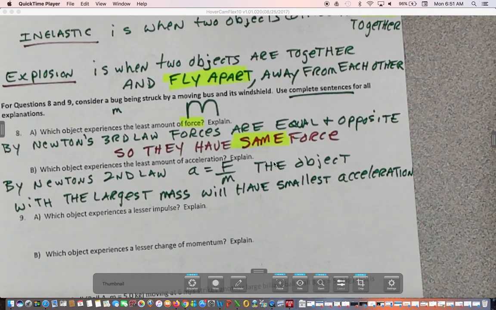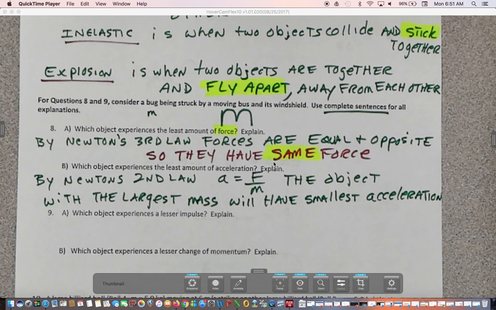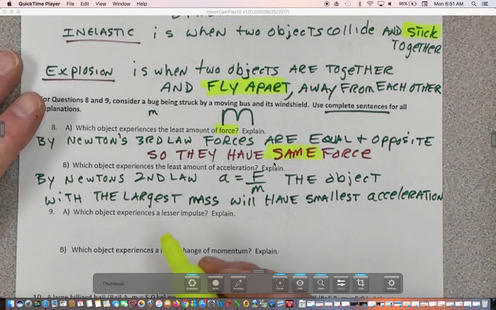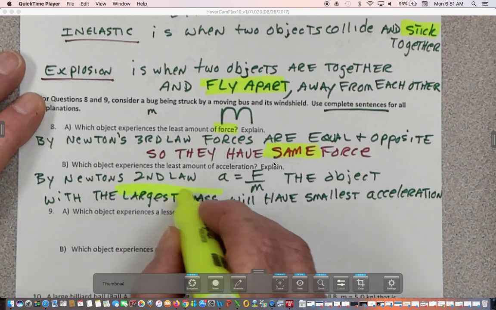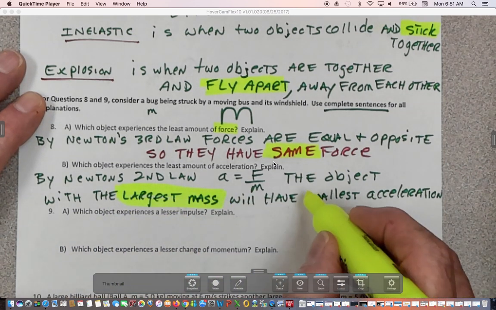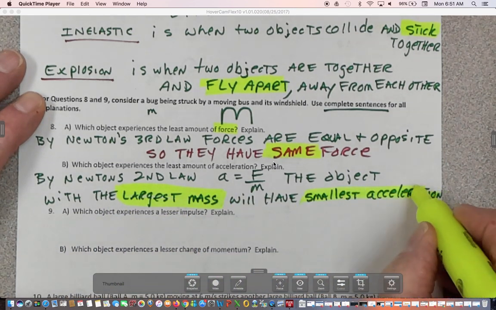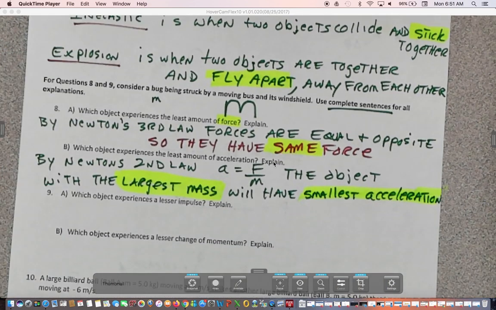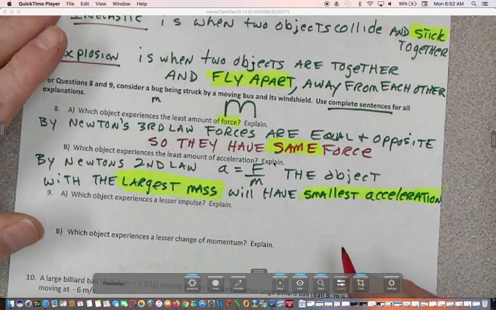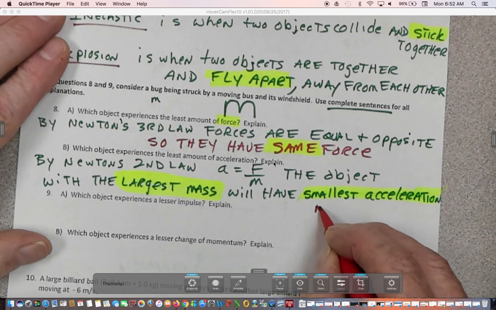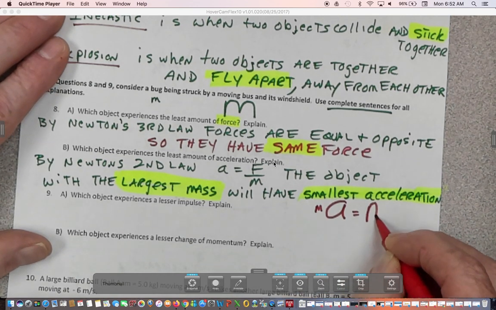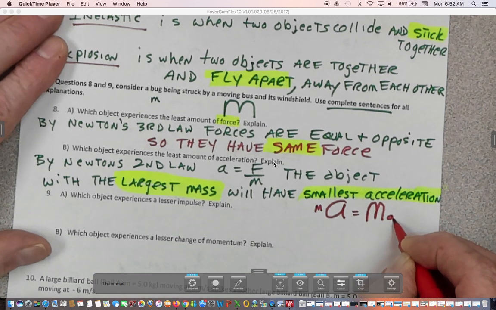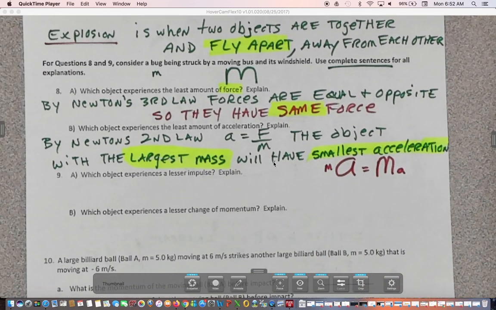I'm not writing all this and you not write it. So largest mass has smallest acceleration. And that has to, small mass means great acceleration. Big mass means small acceleration. No other way to put that.